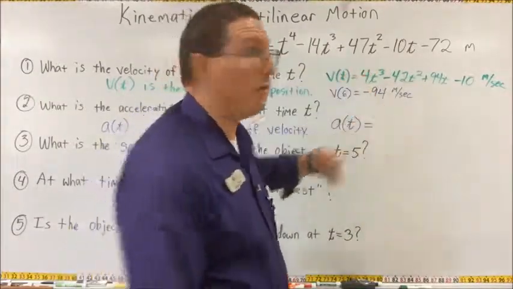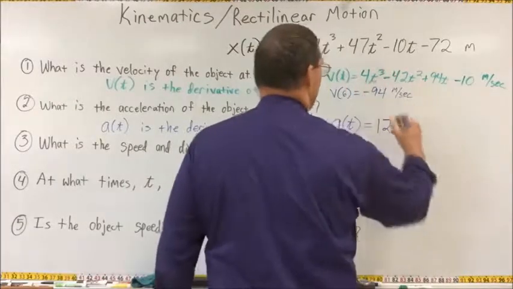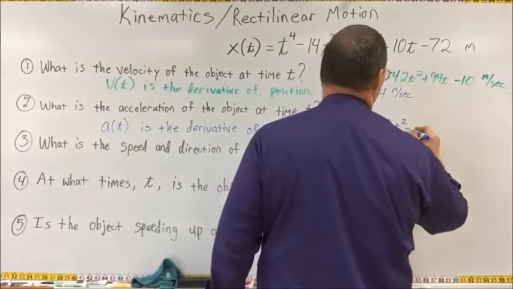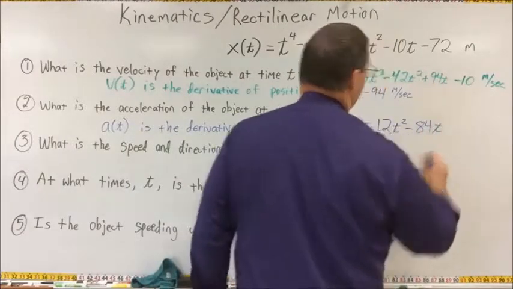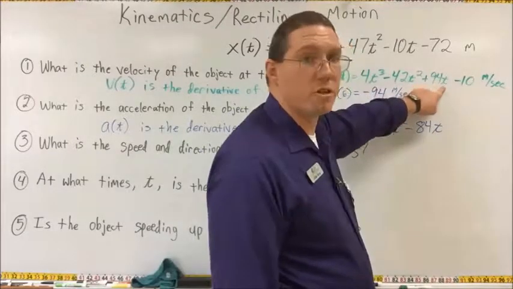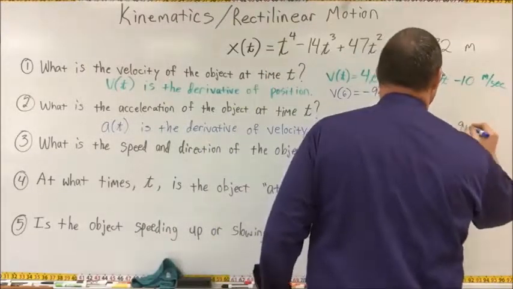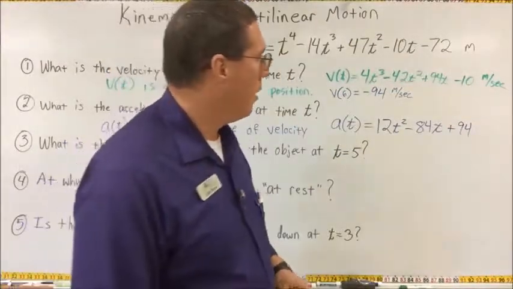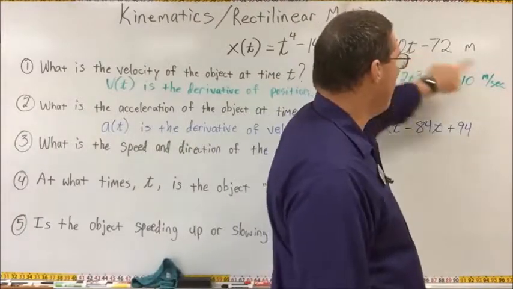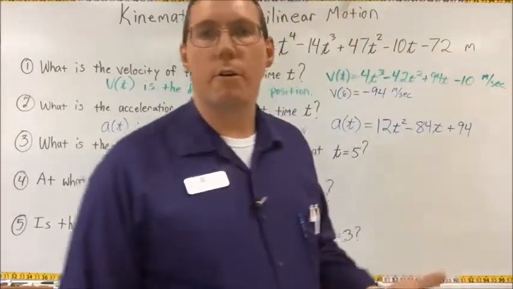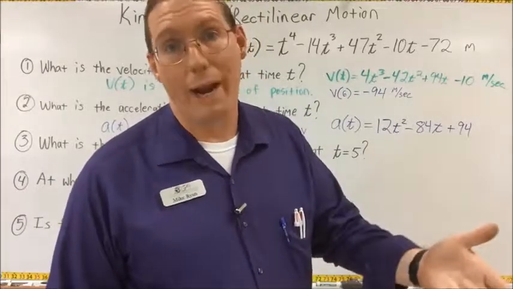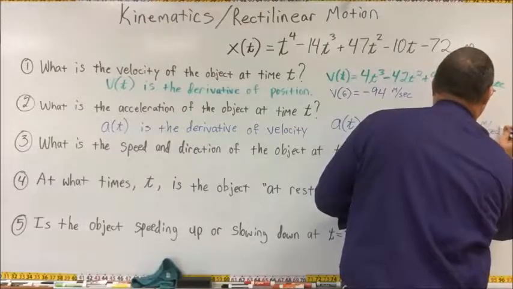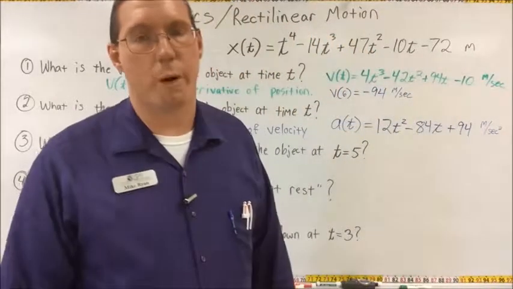3 times 4 is 12. So 12t squared minus 42 times 2, that's 84. So minus 84t, and then the derivative of 94t is just plus 94. And of course the minus 10, that's a constant, so its derivative is 0. Now, because this is in meters and because our time variable is seconds, acceleration is always time squared. And so the units here are going to be meters per second squared. Meters per second squared. Okay?